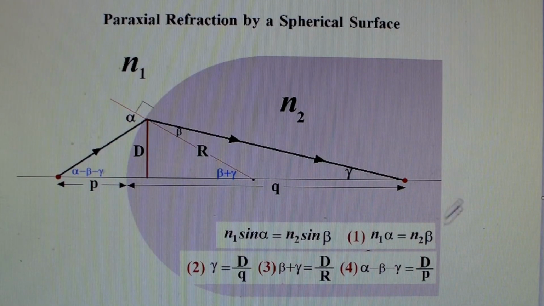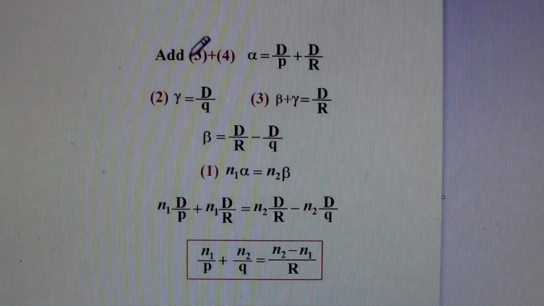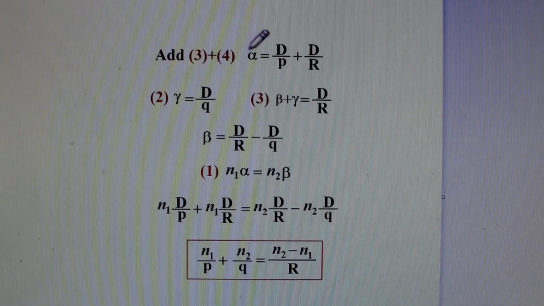And we're going to work on these four equations. The first thing we're going to do is add equation 3 to equation 4. When we add equation 3 plus equation 4, we get the equation for alpha. Now this is equation 2. This is equation 3. We're going to plug gamma into here, and we get an equation for beta.